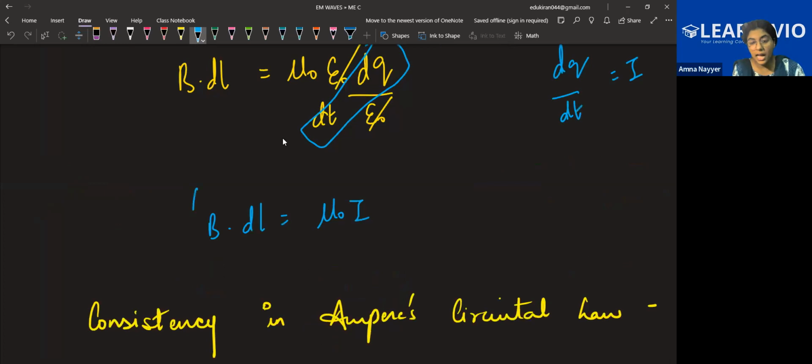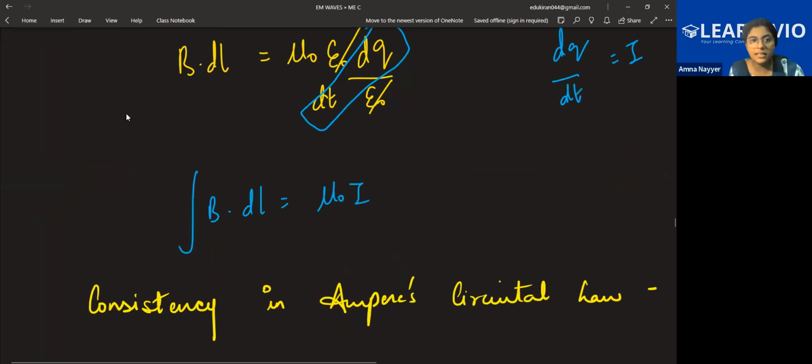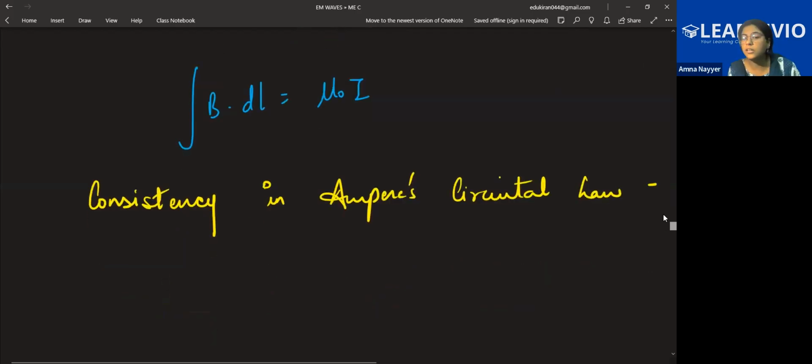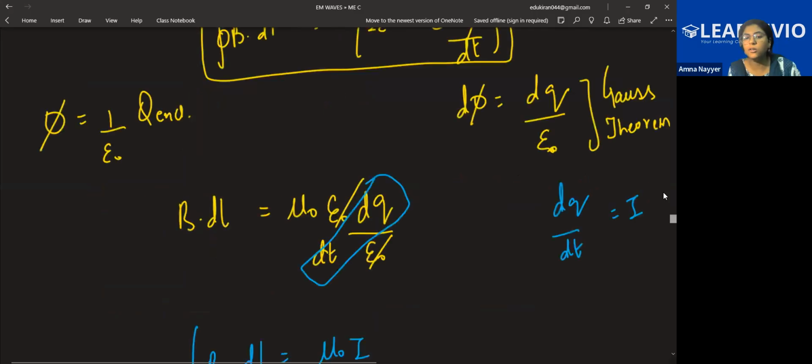Now see, is it consistent? This was our Ampere's law. Now using the displacement current only, I have derived this. Now we can say only this part was missing in EM waves. So this shows consistency in the Ampere circuital law. Write it down from here.